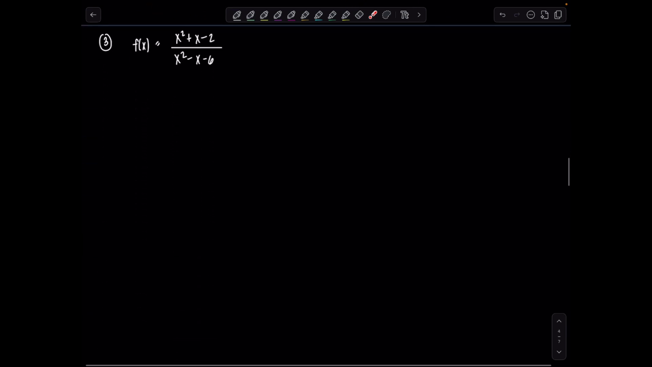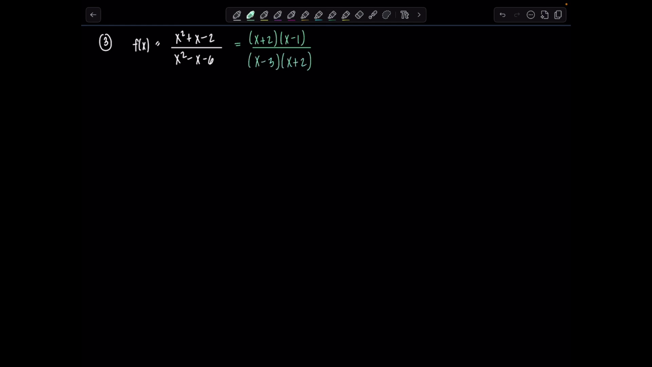This is a fun one. Okay, f of x equals x squared plus x minus 2 over x squared minus x minus 6. So step 1, let's factor everything. The numerator factors into x plus 2 times x minus 1. And then the denominator factors into x minus 3 times x plus 2.